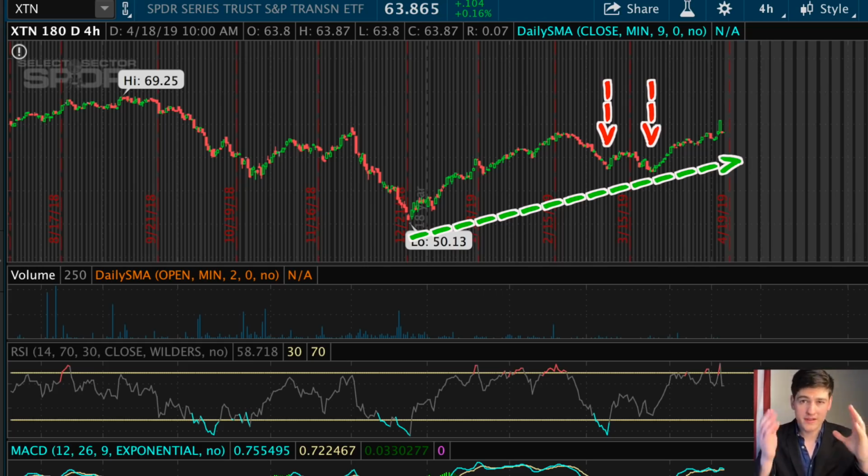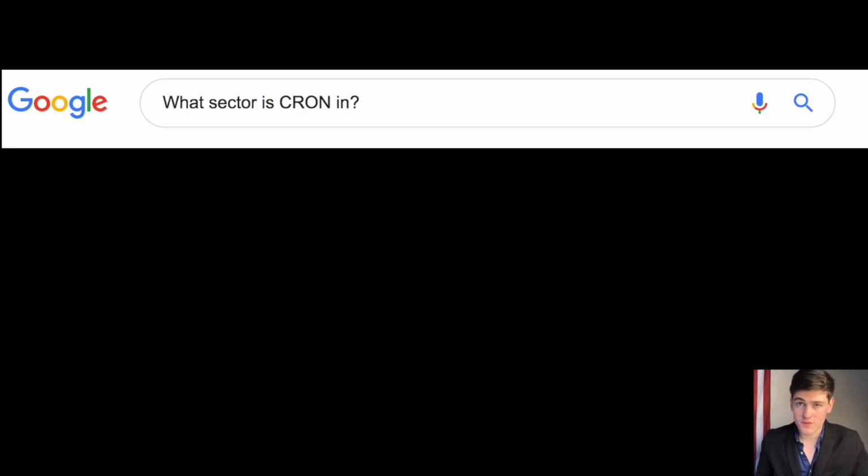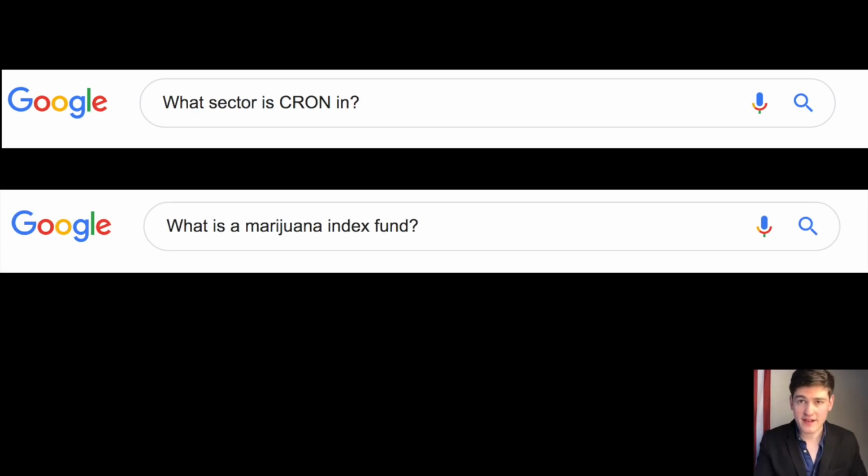You can't just know what's happening with your individual stock. You need to know the broader macroeconomic impacts that the overall industry performance has on your individual stock and figure out how all those combine together to push the odds in your favor. So if you're wondering how to figure out both what sector your stock is in, as well as which index fund tracks that sector, you could simply Google what sector is blank stock in, and then Google whatever that sector is and the index fund that tracks it. For example, marijuana index fund or organic candle index fund. I don't think there's an organic candle index fund, but there could be, who knows.